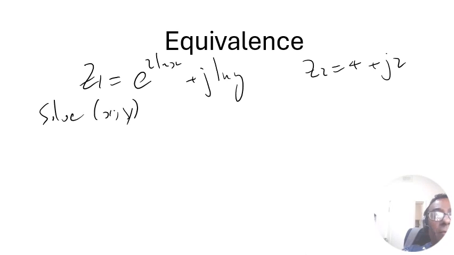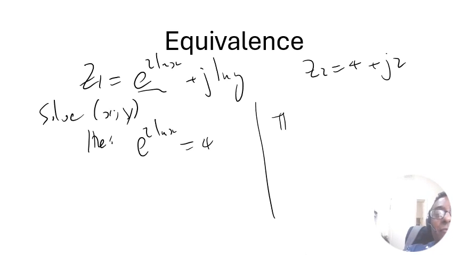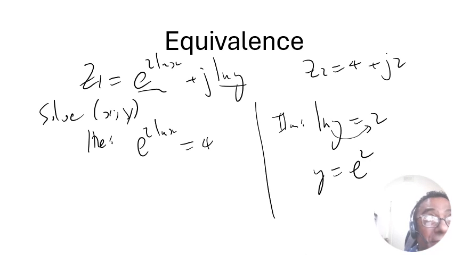So now we look at the real part. Nice, nice. e to the 2 ln x must equal 4, and if you look at the imaginary parts, you get ln y equals 2. Now ln y equals 2, we exponentiate and figure y is equal to e squared, right? Everyone's happy with that. Now what about this guy, the real part, e to the 2 ln x?